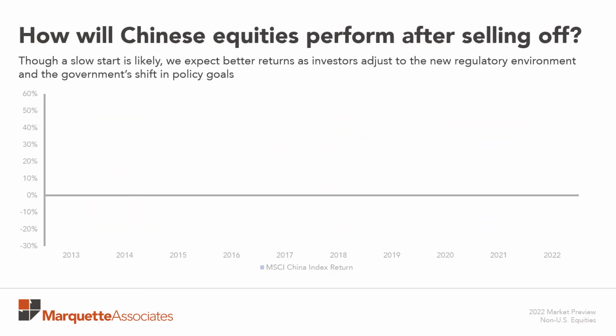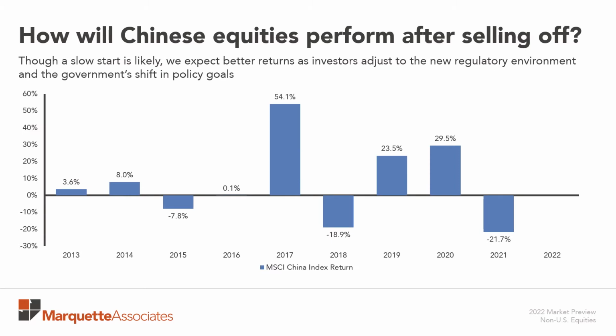Speaking of China, one of the biggest questions for non-U.S. equity investors is how will Chinese equities perform in 2022? This country holds a large portion of the EM index at 32% and accounts for about 15% of the world's GDP, second only to the United States. Chinese equities returned 23% in 2019 and 29% in 2020, but drastically underperformed, losing 22% in 2021.